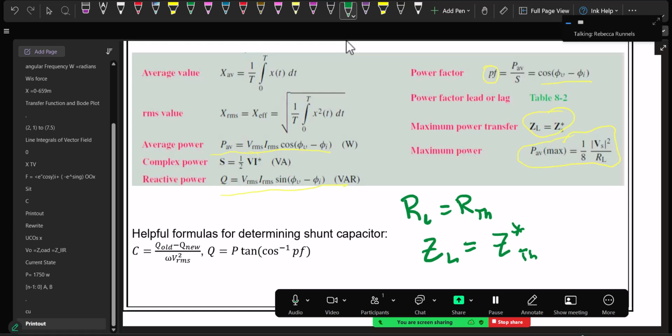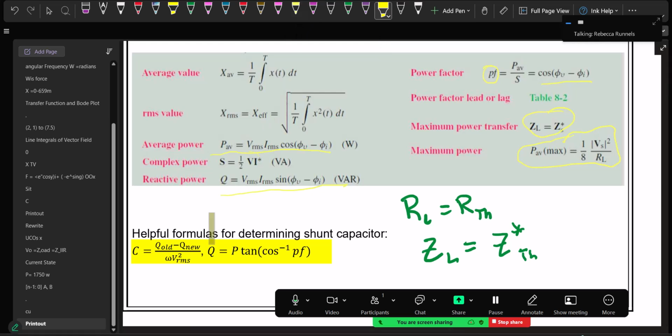And then the maximum power transfer is 1/8 times the magnitude of the voltage squared over the resistance of the load. And it is just R of the load, because if you have maximum power, then you have made it so that the load is purely real. I had not known this formula until I had worked out some problems a much longer way, and the students told me that he had given this formula in class, and this is a nice little shortcut for determining the value of the shunt capacitor.